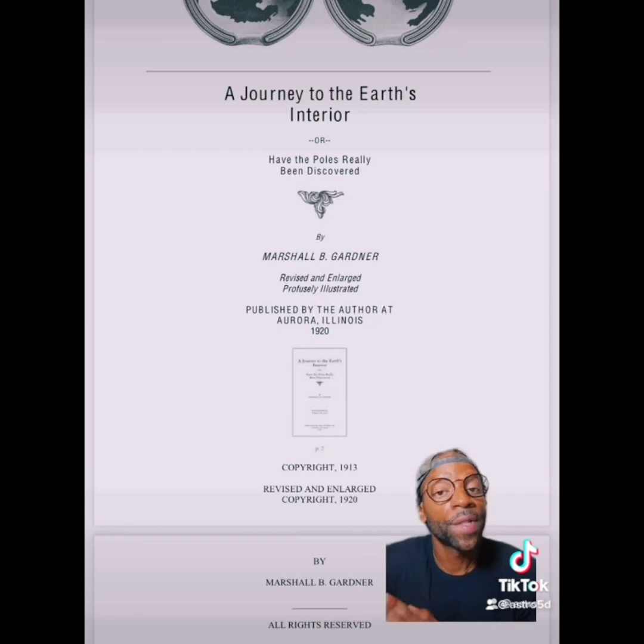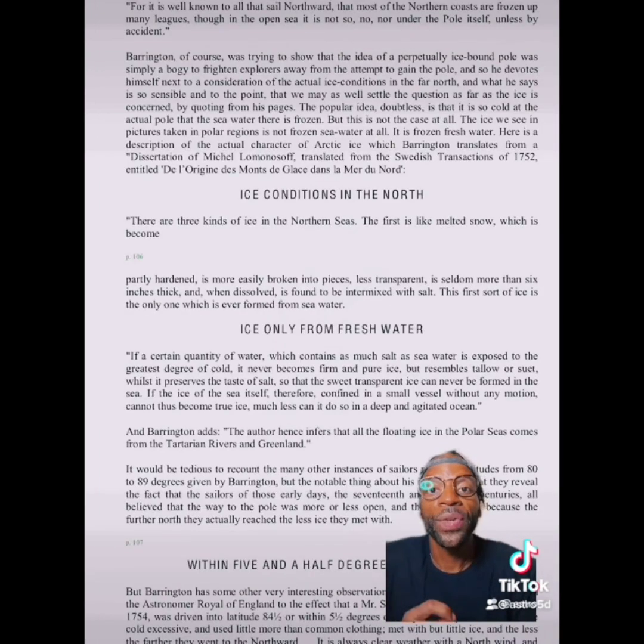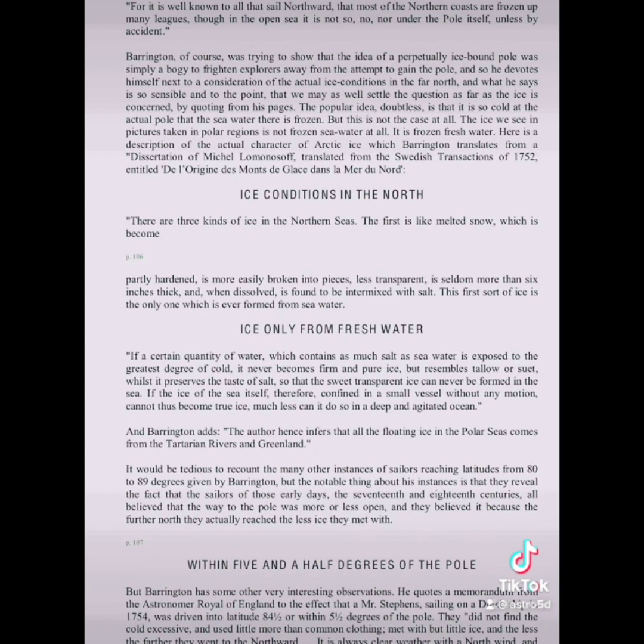Now we're going to switch over to the book, A Journey to the Earth's Interior by Marshall B. Gardner. Pause to read. There are 3 kinds of ice in the northern seas. The first is like melted snow, which become partly hardened, is more easily broken into pieces, less transparent, is seldom more than 6 inches thick, and when dissolved, is found to be intermixed with salt.